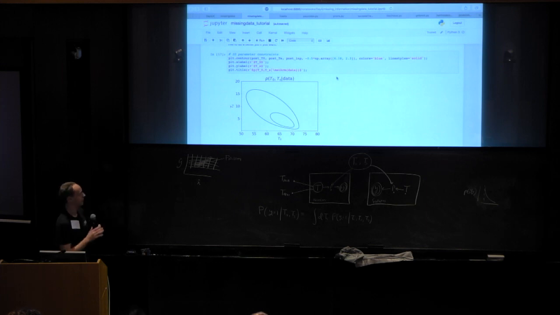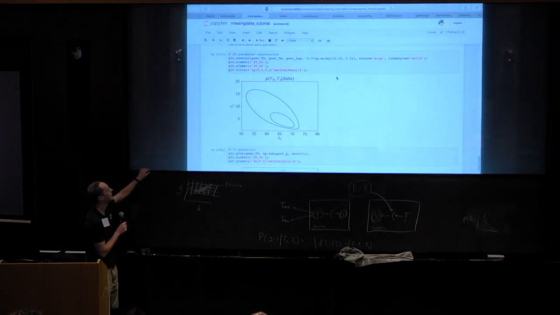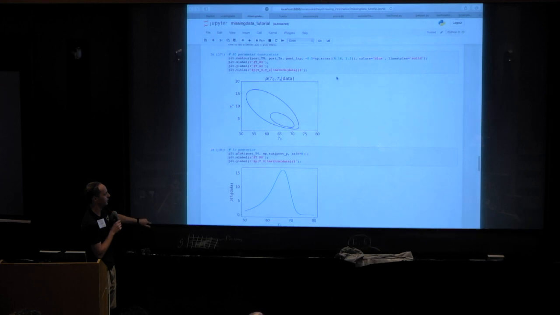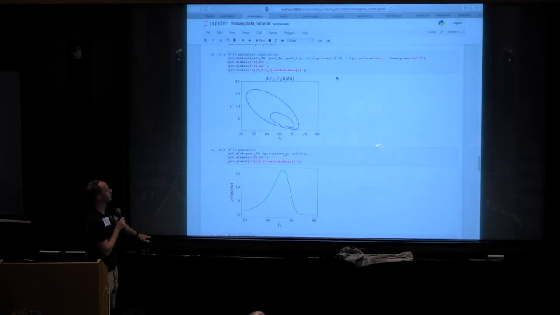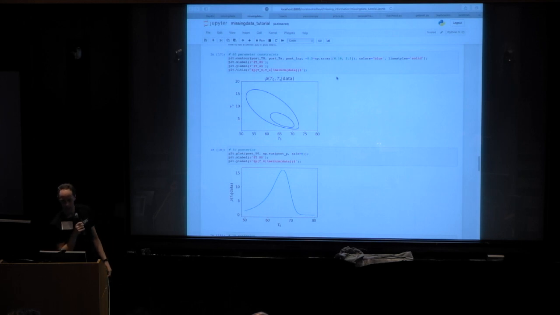Let's get rid of this, sorry. These are the very rough two-dimensional posterior constraints that it comes up with. And in case you haven't seen this before, this is not what you should do in practice. This is just a quick and dirty thing.